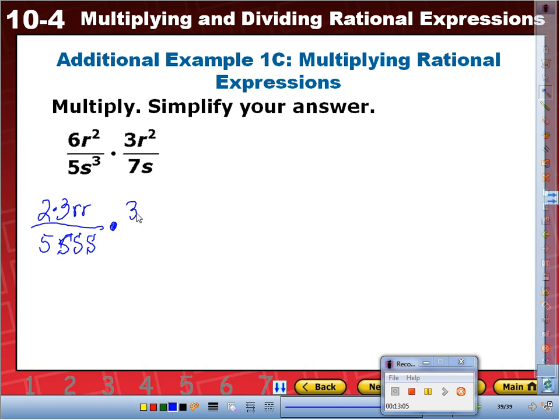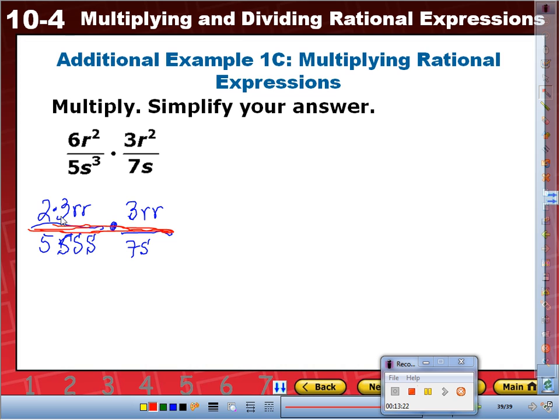Factor this one. 3r over 7s. Can we simplify this fraction anymore? No. You want to use the shortcut here? Yeah. Okay, so we put these two fractions together and it becomes 1 like so. Can we eliminate any giant ones? No, there's none. Therefore, we're going to multiply all the numbers times the numbers, variables times the variables.